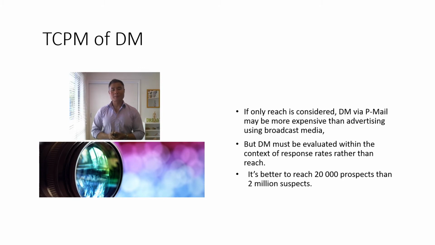So now we're going to spend a bit of time talking about the TCPM of direct marketing. TCPM stands for targeted cost per thousand. The M stands for thousand. It's a Roman numeral thing. Don't ask me why, that's just industry speak. So in industry, when they talk about TCPM, they talk about essentially how much it costs to reach 1,000 people.